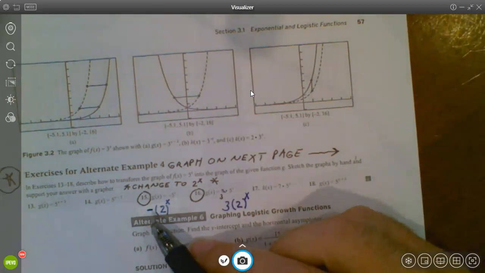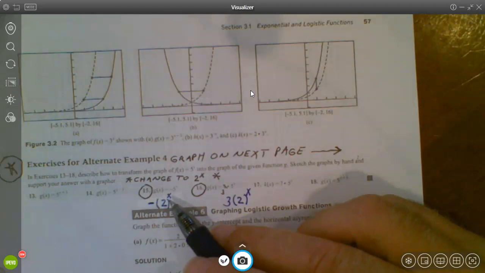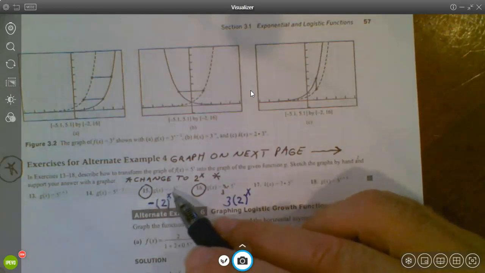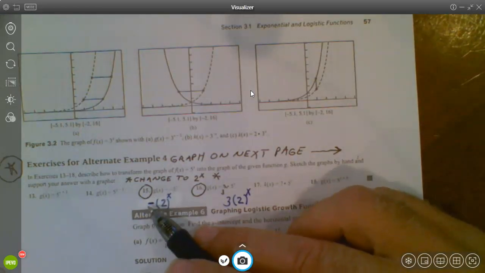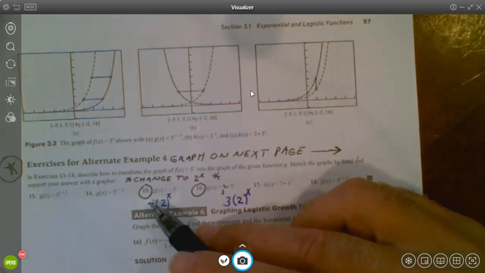So how are we going to apply that negative? So on the one that we did here, the negative was attached to x. So it went left and right. But now it's out front. So now it's going to go up and down, which means we're going to reflect across the x-axis.